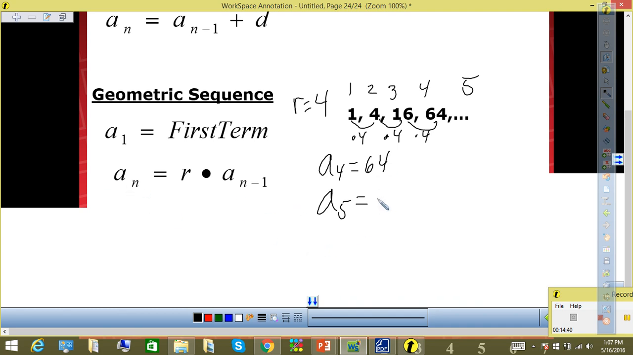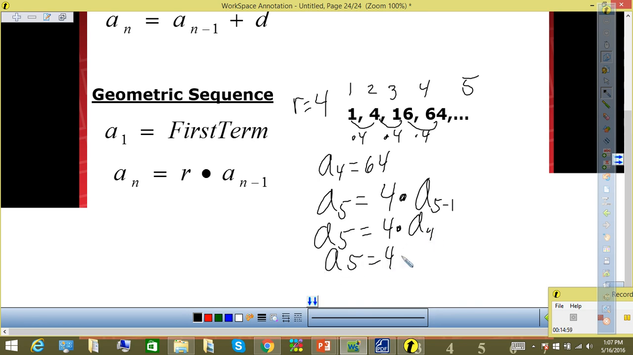A sub 5 is the same as, what was the ratio? 4 times A sub 5 minus 1. A sub 5 is 4 times A sub 4. What was A sub 4? 64. Therefore, A sub 5 is 256. Everybody see how this is working?